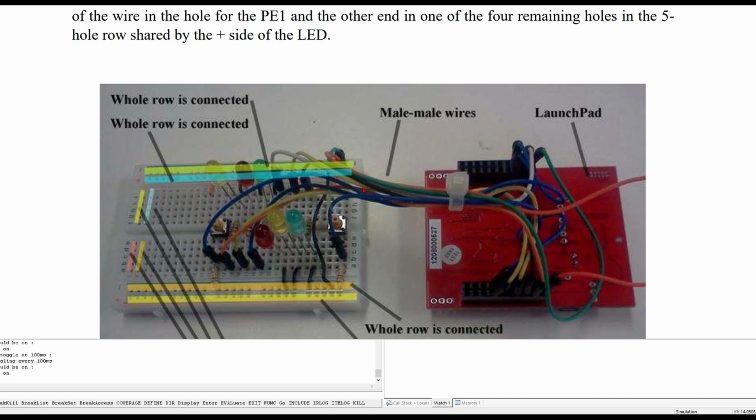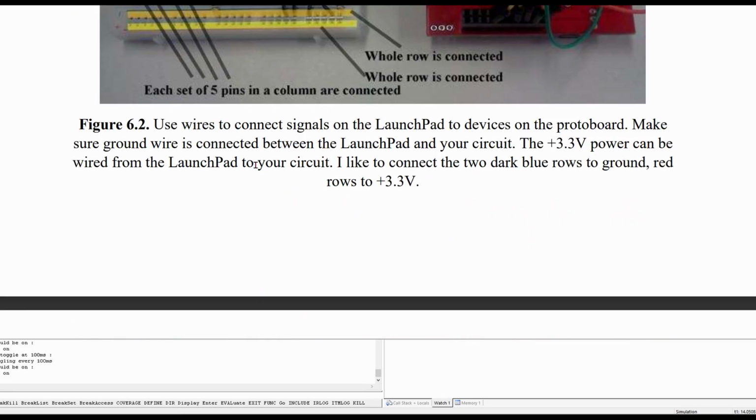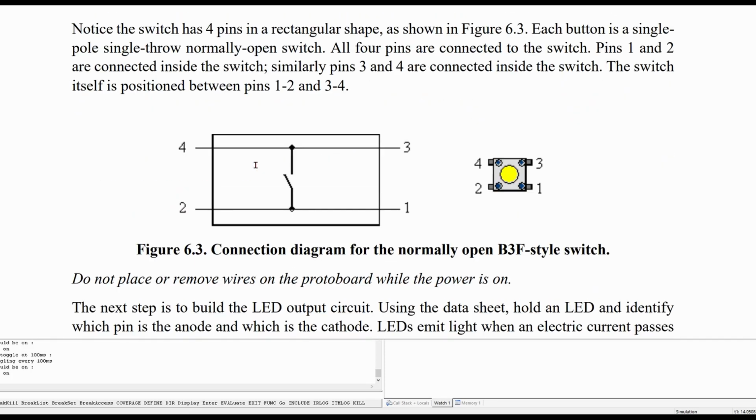It's not going to look like this. This seems to be a little different of a lab. Ours is going to be a little bit simpler, just getting familiar with everything. We have some information on a switch. So we can notice the switch has 4 pins and it's in a rectangular shape, shown like this.